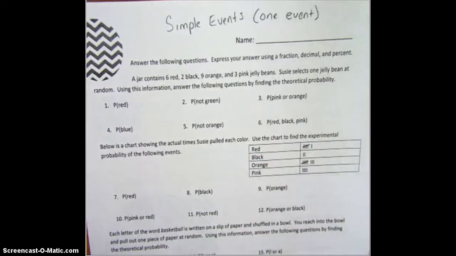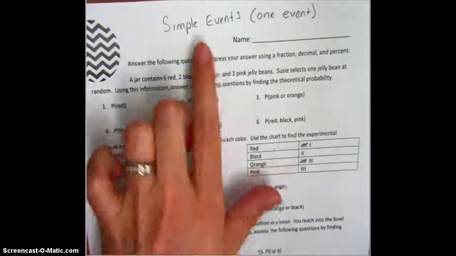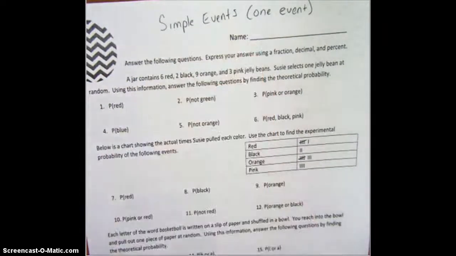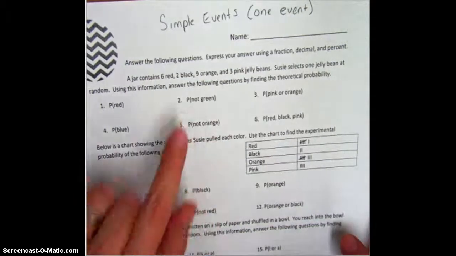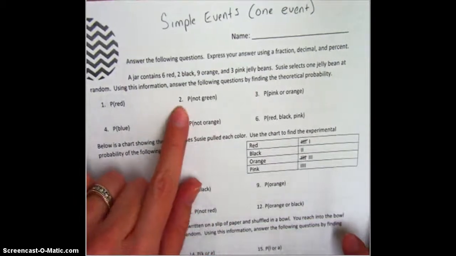I'll do a few of the problems on this worksheet here. These are simple events, keeping in mind that we are only going to have one event on these. So we'll do, let's just say number 2, the probability of not green.